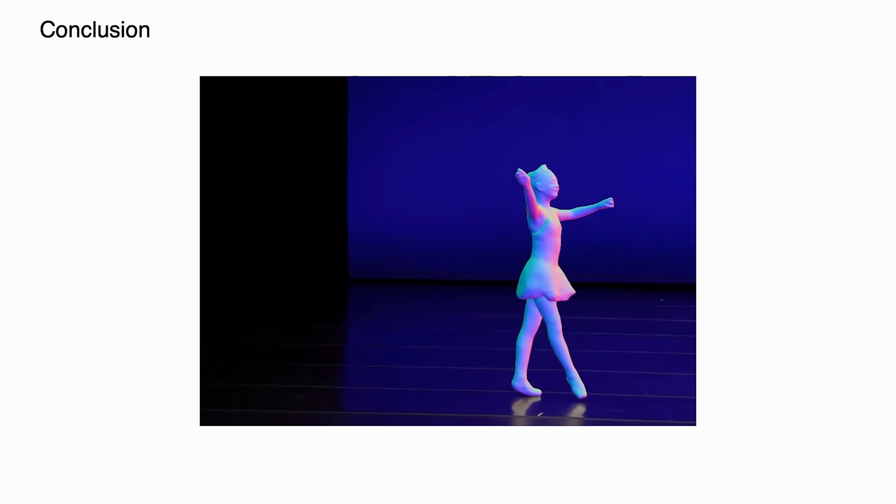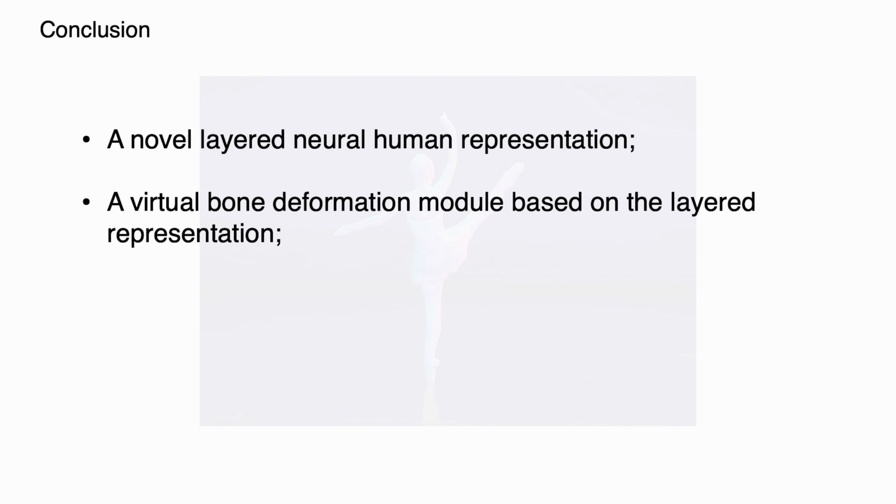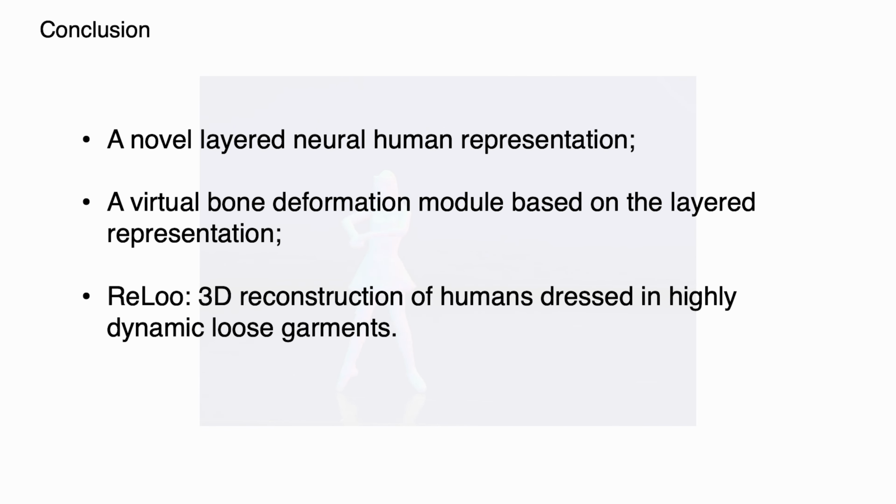In this paper, we present a novel layered neural human representation, disentangling the inner body and outer clothing, and a virtual bone deformation module that is built on top of the layered neural human representation and accurately tracks the large surface dynamics. And ReLoo, a robust framework to achieve high-fidelity 3D reconstruction of humans dressed in loose garments from monocular in the wild videos.